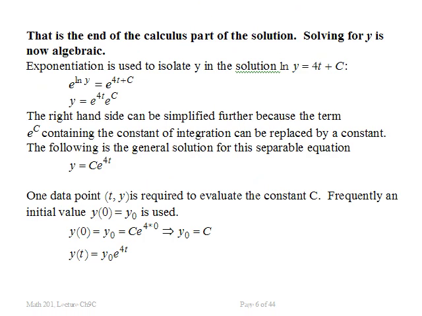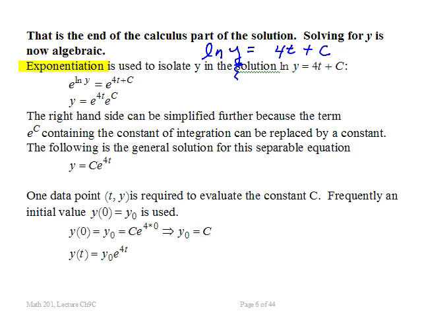So now that we're done with calculus, we have to use some algebra to isolate y. We want to find y of t. To do that, a very common thing to do is exponentiation. Remember what our solution looked like before? The solution was natural log of y equals 4t plus some constant c. And I really want y by itself, not the natural log of y.